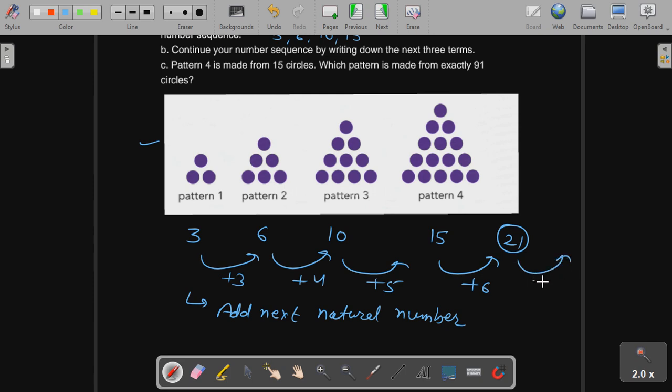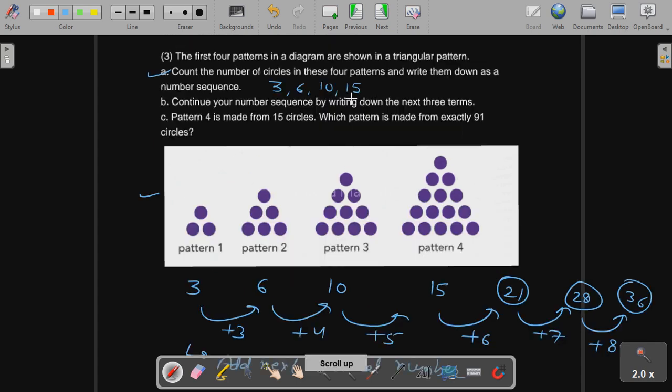So if I add plus 6, I will get 21. If I add plus 7, I will get 28. If I add plus 8, I will get 36. Okay, so these are the next 3 numbers. So for B, the answer is 21, 28 and 36.